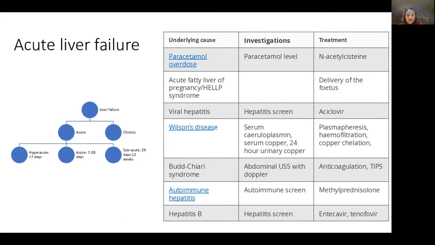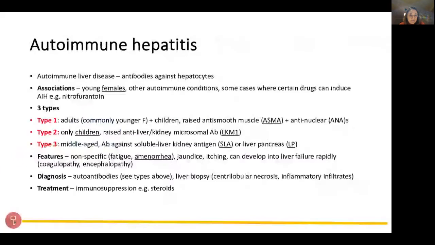This is a very quick summary because it's a huge topic, but you can look into all of these different causes of acute liver failure in more detail and identify exactly how you'd investigate them and how you'd manage them. There's a specific slide here on autoimmune hepatitis because it does come up in exams and it's very difficult to remember. So there are 3 different types of autoimmune hepatitis. They're associated with different types of antibodies, and they tend to present in different subtypes of patient populations. So when you are suspecting autoimmune hepatitis, you would send off all these different antibodies.